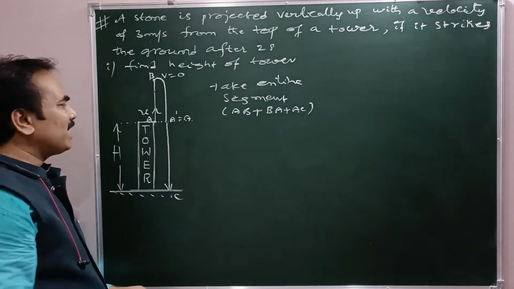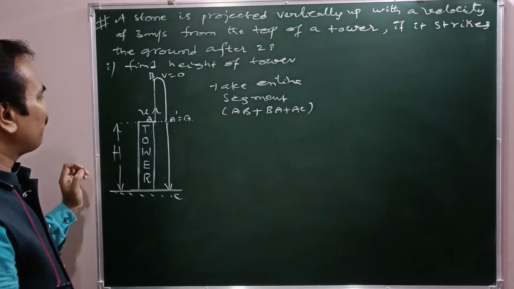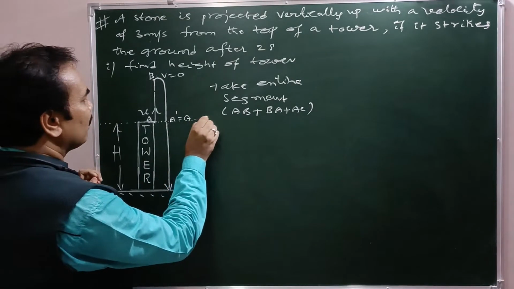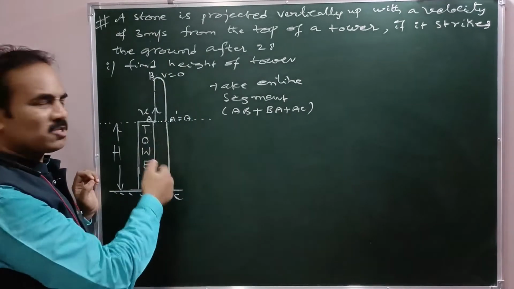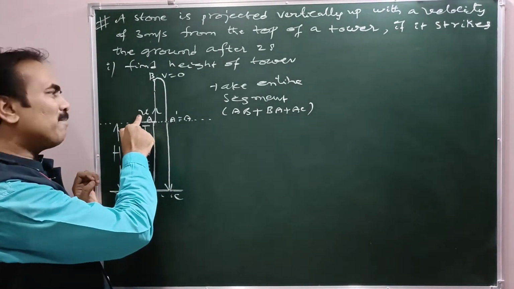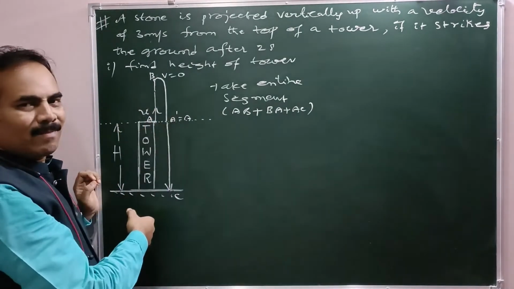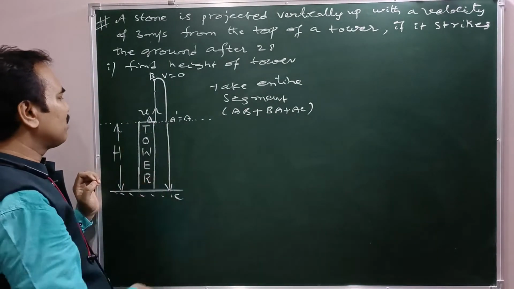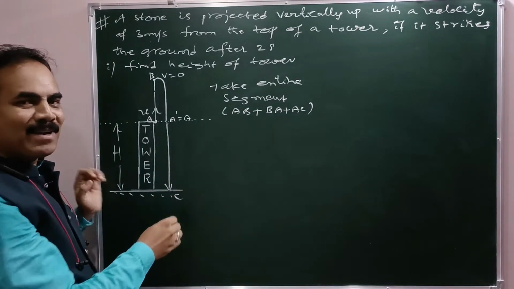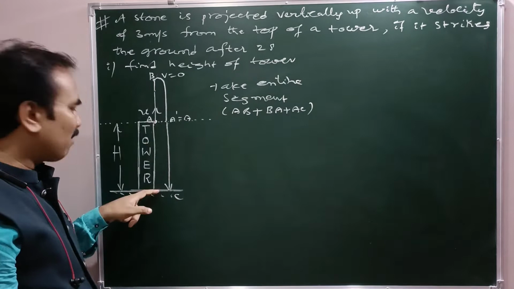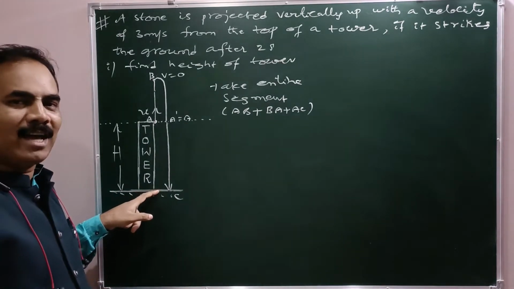Now what is the displacement here? Minus h. Why? Because see, this is the reference line. From this reference line, the body is projected vertically upwards. So U positive, a is minus g, S equal to minus h. Why? Because this is the initial position, this is the final position. A line segment drawn from the initial position to the final position is the displacement, irrespective of the direction of motion.